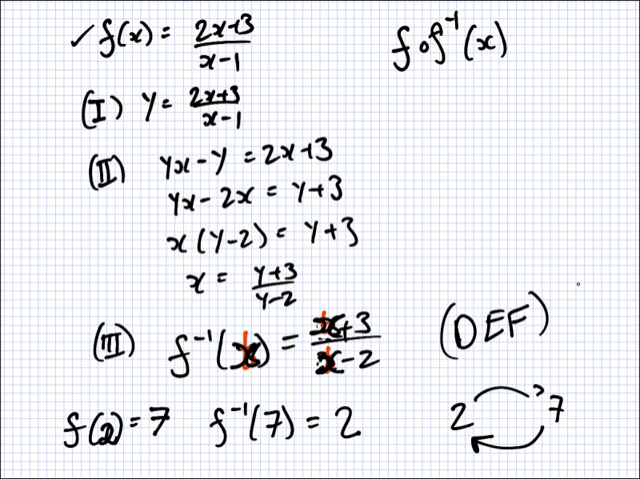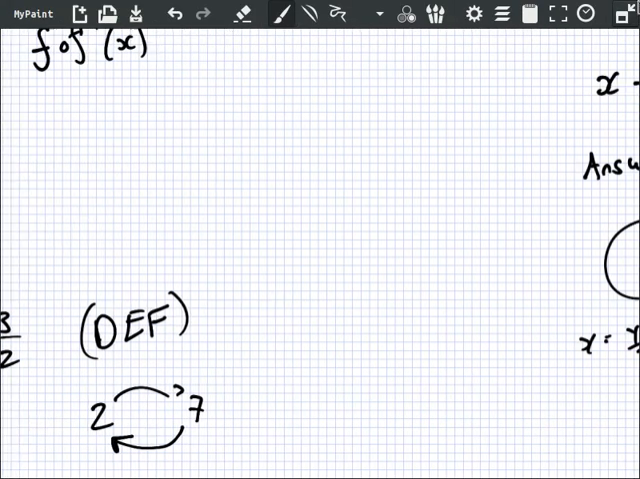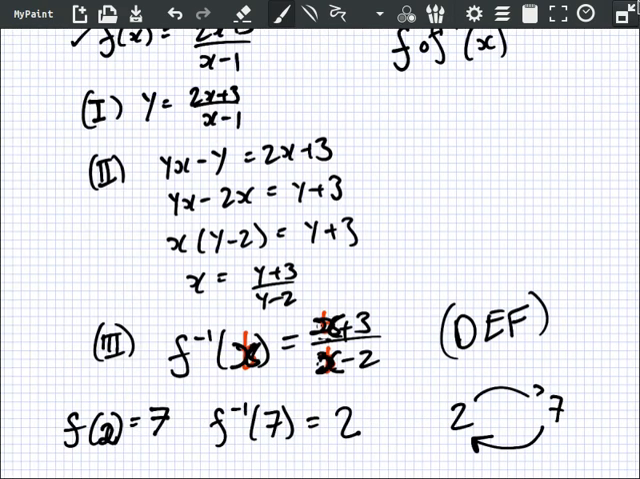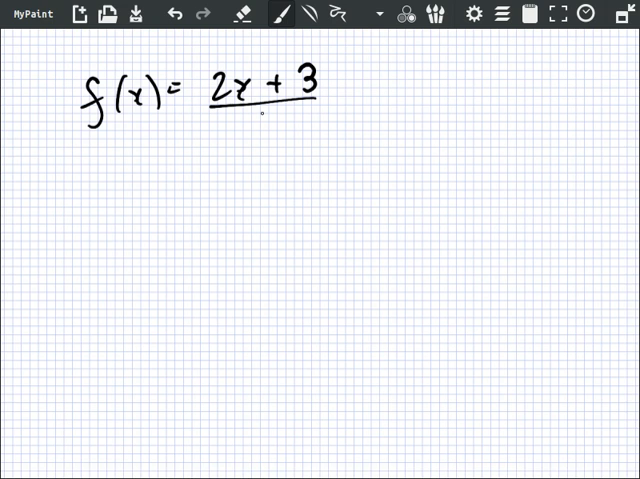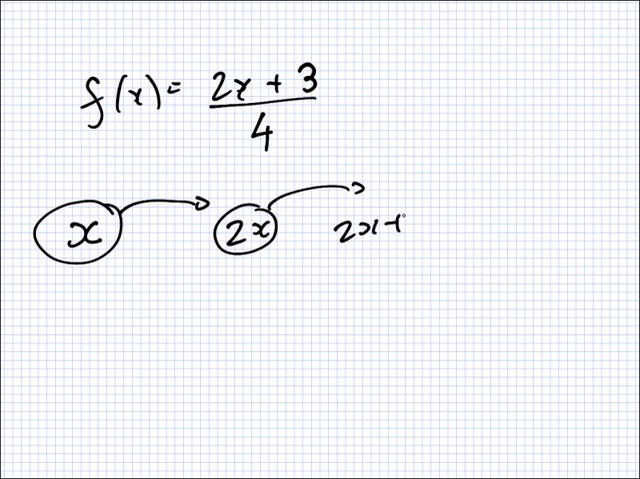Okay. Now there is another way to calculate the inverse. Watch. It works for simple problems. Like let's say I have f(x) equals (2x plus 3) over 4 as an example. You can think about it like this. You start with x. Then the first thing you do is you multiply by 2. Then you add 3. Then you divide by 4.